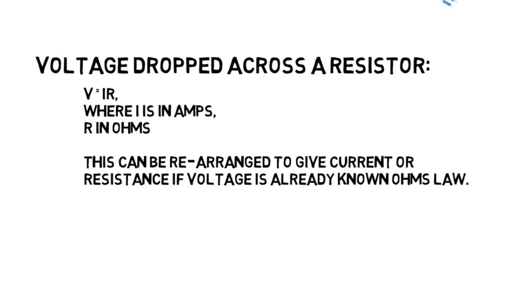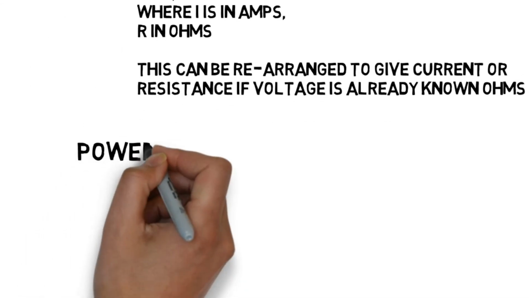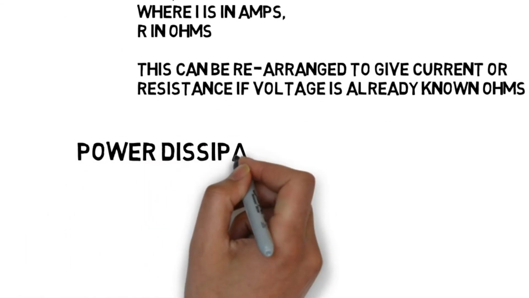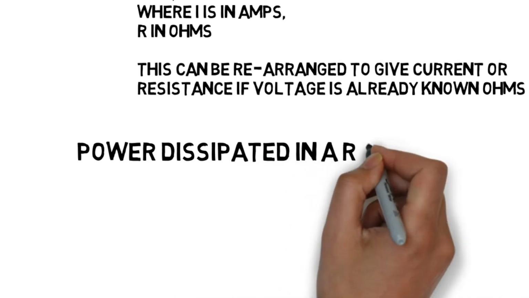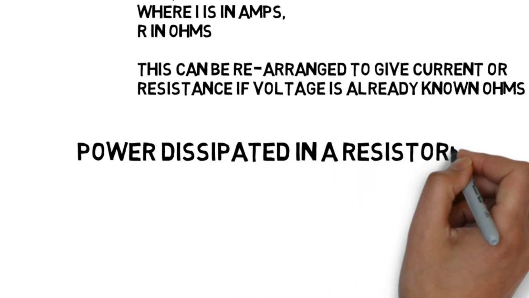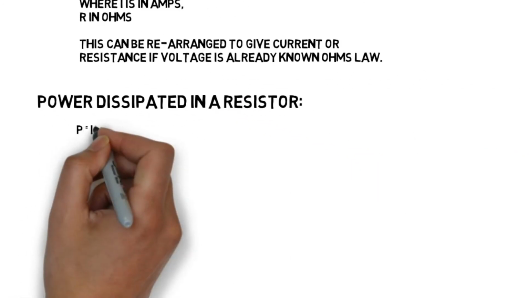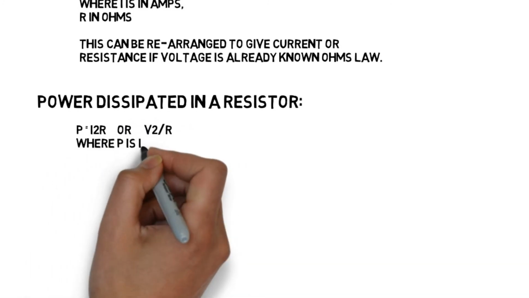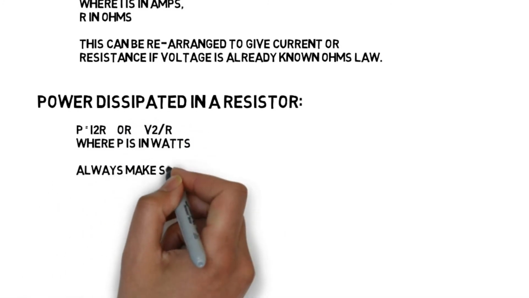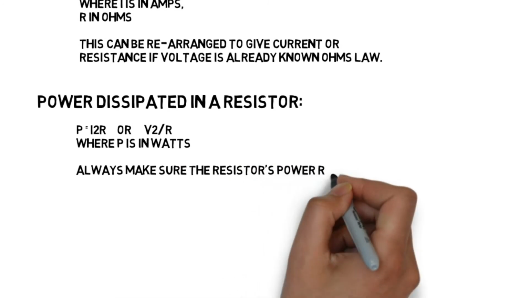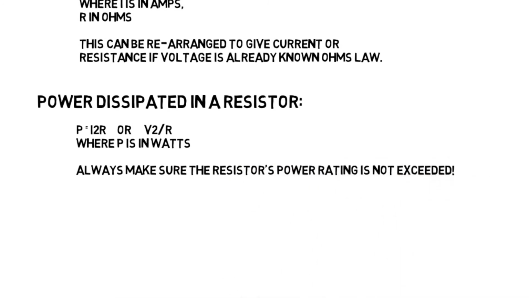Ohm's law. Power dissipated in a resistor, P equals I squared R or V squared divided by R, where P is in watts. Always make sure the resistor's power rating is not exceeded.